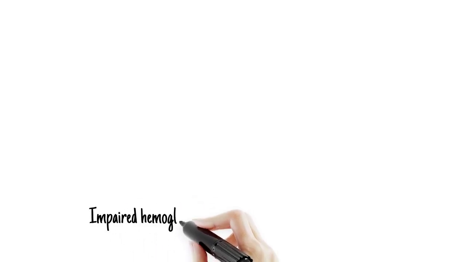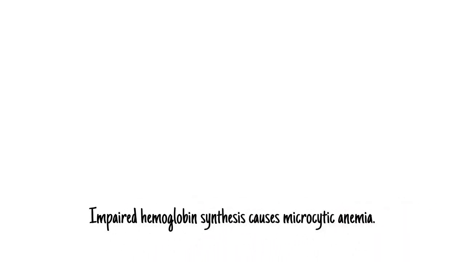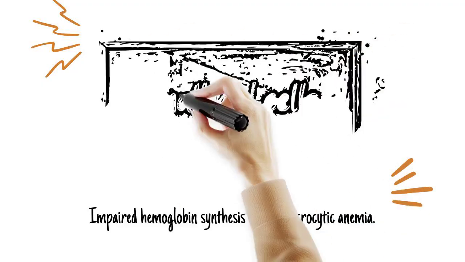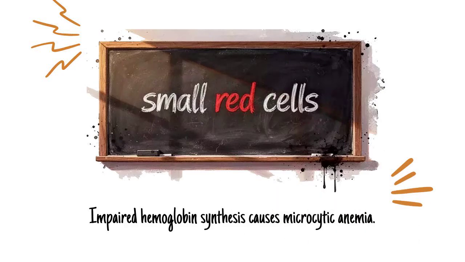In a microcytic picture, the dominant problem is impaired hemoglobin synthesis, because hemoglobin is built from heme, which requires iron, plus globin chains. Anything that disrupts iron availability, heme synthesis, or globin production produces small red cells.